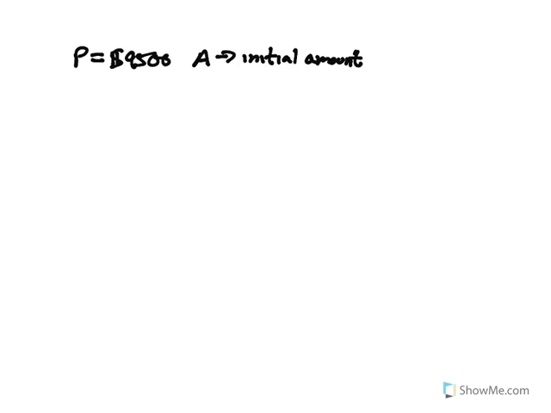Future amount. Okay, here we go. A is the future amount. The initial amount is 9,500. So A is the initial amount, and we're going to be given the future amount, our future value. Let me write that down. Future value.